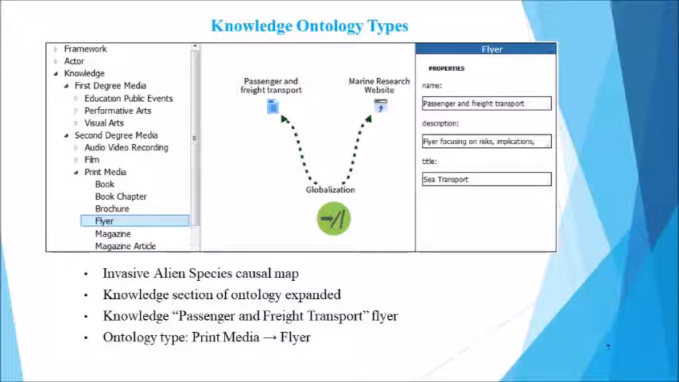So they have placed a flyer element on the canvas, and they have called it passenger and freight transport flyer, and its ontology type is the flyer type, which is a subcategory of the print media in the ontology. And in the center of the image we can see that they have linked the flyer with the driver globalization.